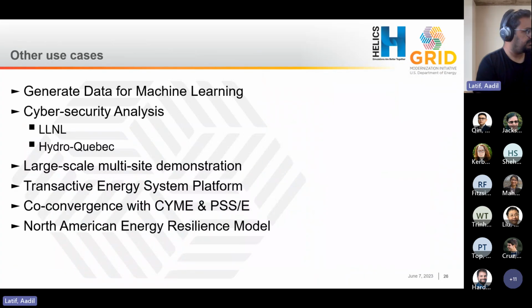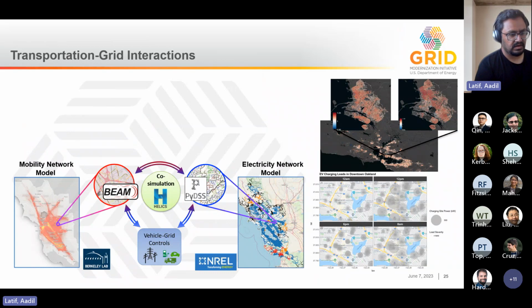And one final slide I have on use cases. In this case, what we did was we took the San Francisco Bay Area. This is 14 million electrical nodes, I believe. So this is a very, very large model. We wanted to co-simulate with the mobility network model, which is Beam in this case. Beam is one monolithic giant model that cannot be distributed.